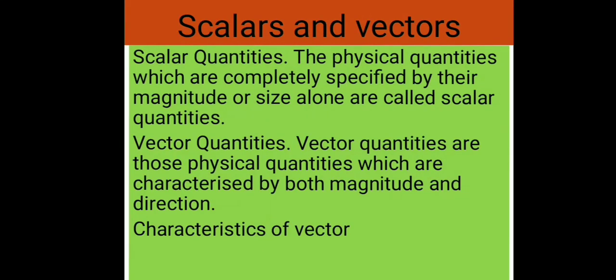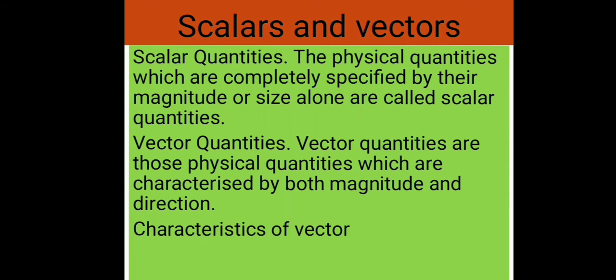Scalars and vectors. Scalar quantities. The physical quantities which are completely specified by their magnitude or size alone are called scalar quantities. The examples are length, mass, speed, work, etc. And the vector quantity. Vector quantities are those physical quantities which are characterized by both magnitude and direction. Examples of vector quantities: velocity, displacement, acceleration, force, etc.